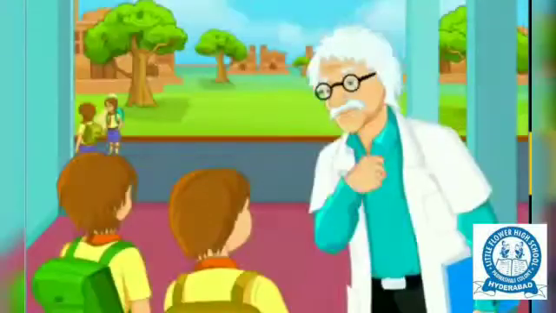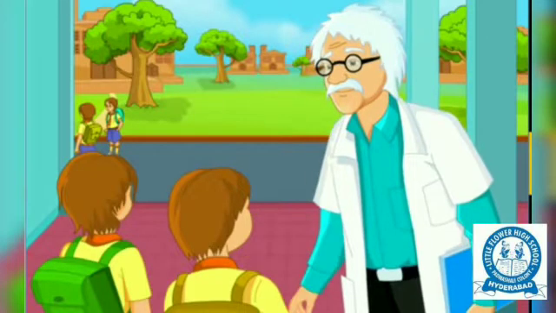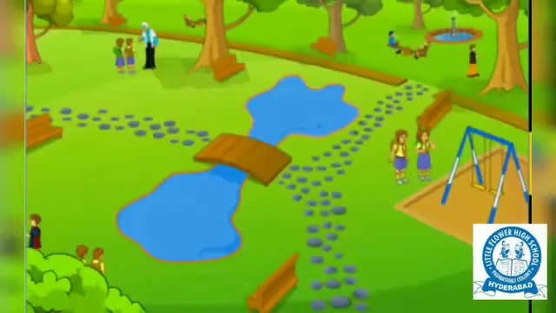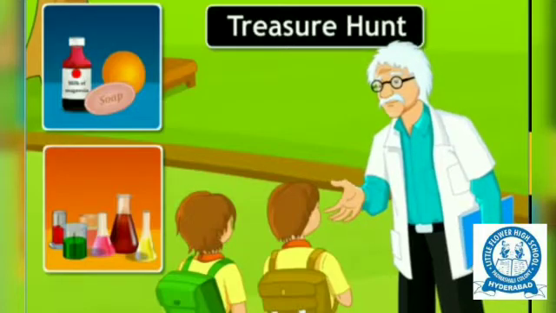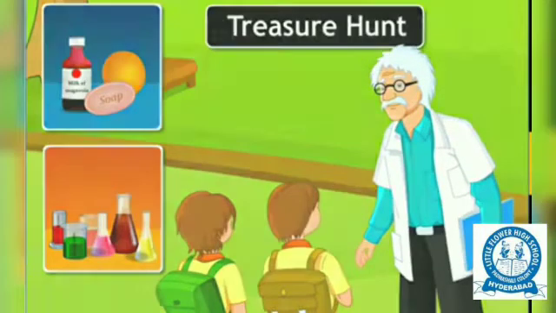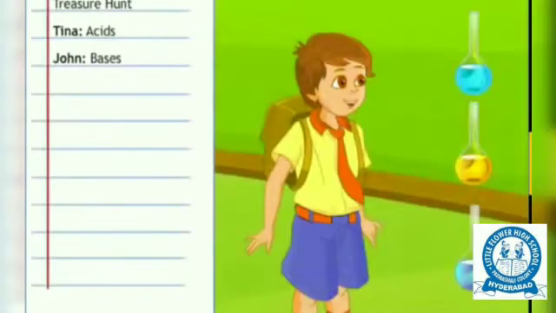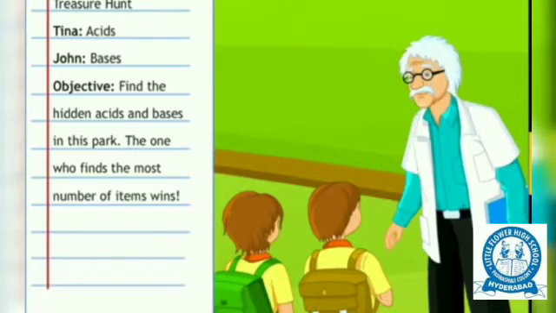Interesting way to remember acids and bases. Yeah. I can make this an interesting game for you. It's called Treasure Hunt. Would you be interested? Yes, very much. Welcome to the Acids and Bases Treasure Hunt. In this park, you will find several items marked with a red dot. Some of these are acids and some are bases. Tina needs to find all the acids that are hidden here, while John has to find all the bases. The one who finds the most number of items before the time is up will be the winner.